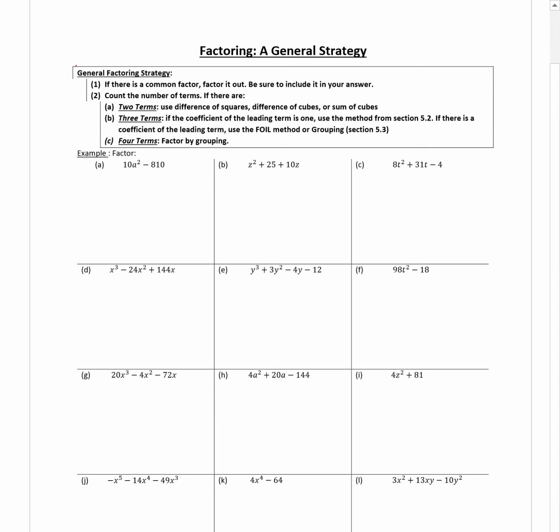Or, the general guideline. It says, so let's just say you're given a random polynomial. You can look at the example here, part A. I look at part A, it's 10a squared minus 810. And at first I'm kind of lost. I say, oh my gosh, there are so many techniques. Which one am I going to use here? So let me see. Step 1 in the general factoring strategy says, if there's a common factor, you want to factor it out. And be sure to include that in your answer.